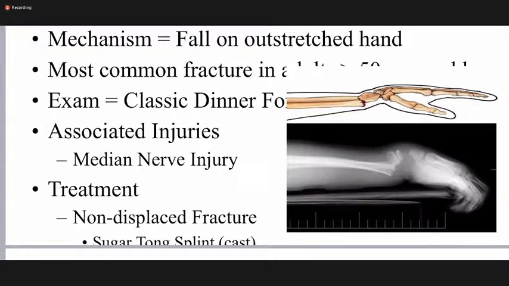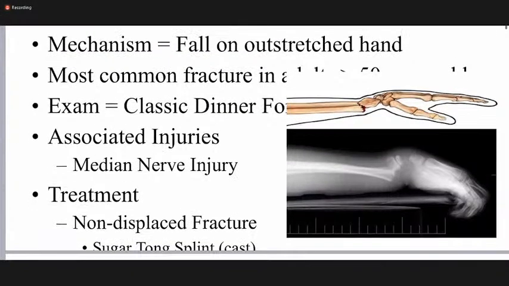Dinner fork, that is classic dinner fork deformity. It looks like a fork, you know, and there is dorsal displacement. There may be median nerve injury. Remember, the median nerve passes on the volar aspect of the radius. That radiograph is showing clearly a lateral view of the wrist and hand, and you can see that there is dorsal displacement. That's a Colles fracture.